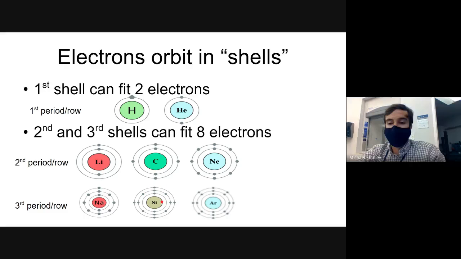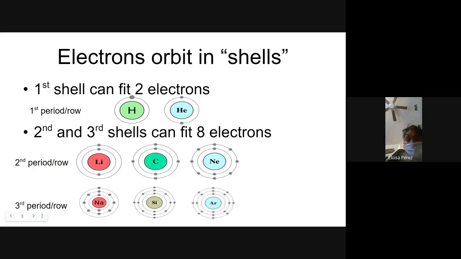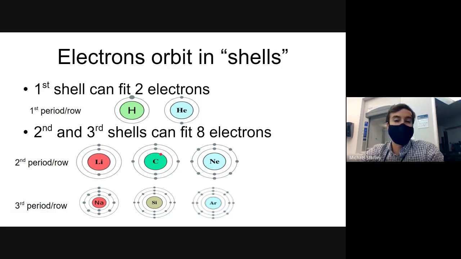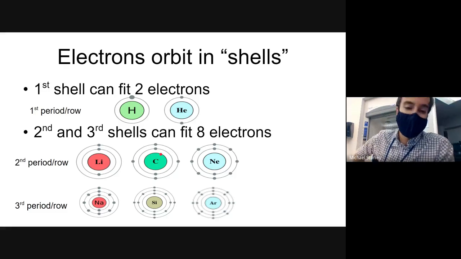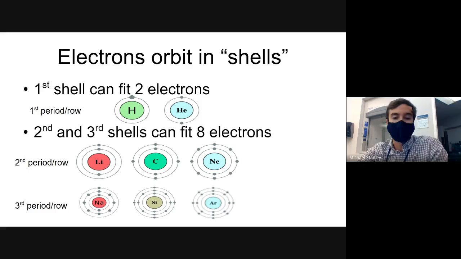Excuse me. Yes, go for it. Am I the only one that's lost? It is totally fine if you are lost. We're going to be doing a whole bunch of these examples today to make sure that everybody gets it.